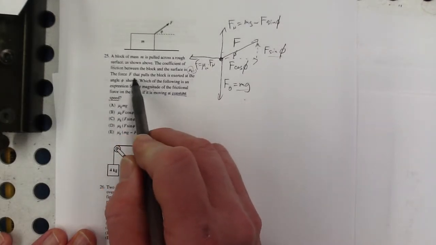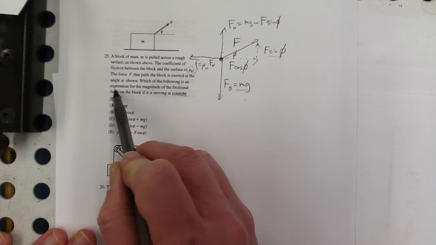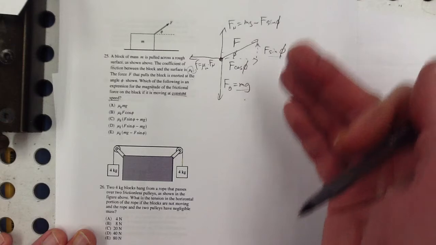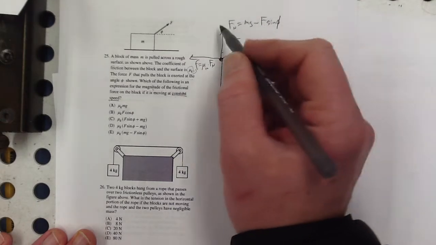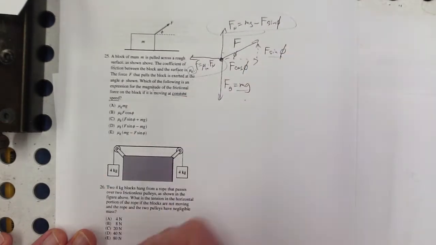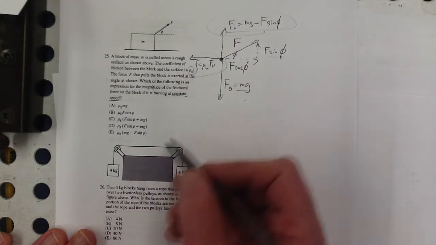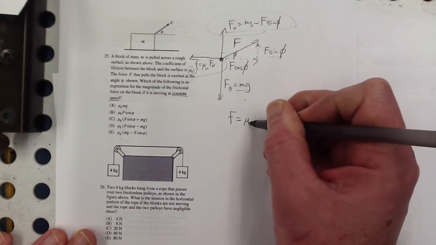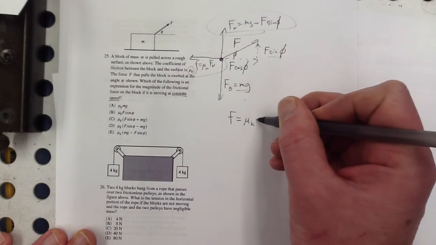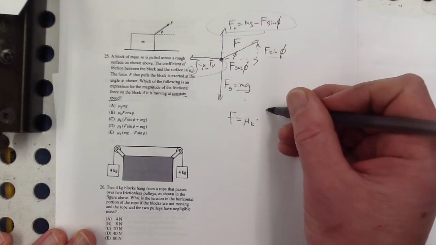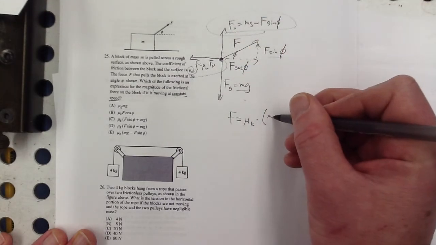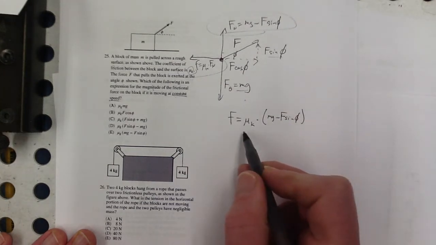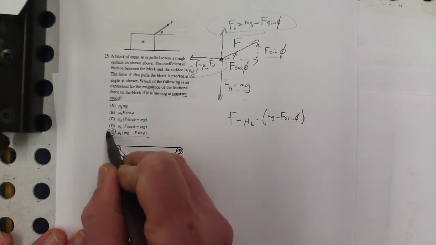So let's see. Force. Which of the following is an expression for the magnitude of the friction force? Okay, so what's equal to what here? I think that probably we need to combine this equation and this one, right? So the friction force is equal to mu sub k times the normal force, which is mg minus F times the sine of phi. And yep, there it is.